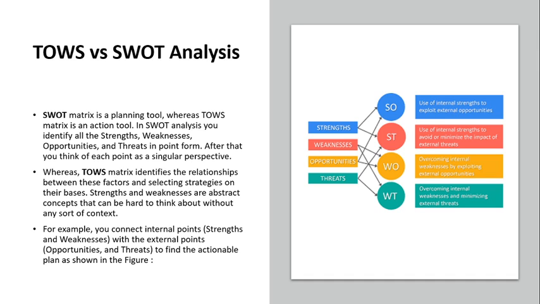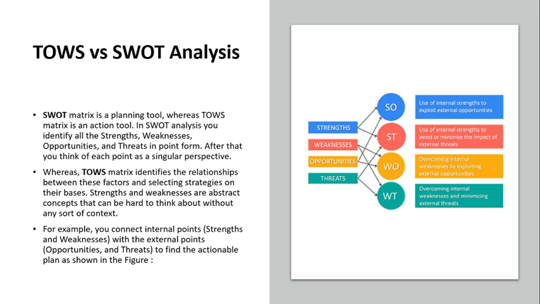In SWOT analysis, you identify all the strengths, weaknesses, opportunities, and threats in point form. Plus, you describe all these four variants separately. After that, you think of each point as a singular perspective. As I told you, each variant is a single perspective, and the action should be planned accordingly. Whereas a TOWS matrix identifies the relationship between these factors and selects strategies on their basis.